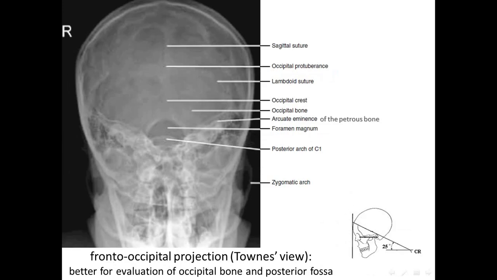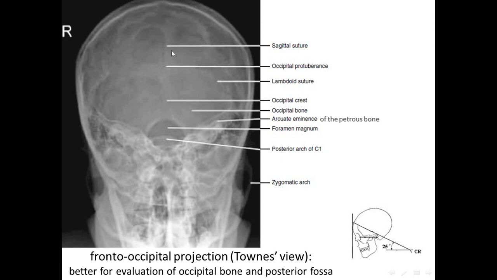This is a fronto-occipital projection, or it's called Townes view. In this projection, the X-ray beam is going from the occipital bone to the frontal bone directly. This view is better for evaluating the cranial cavity and the occipital bone. So when there is suspicion of occipital bone fracture, this view is preferred because it avoids the overlap of the occipital bone with the facial skeleton.